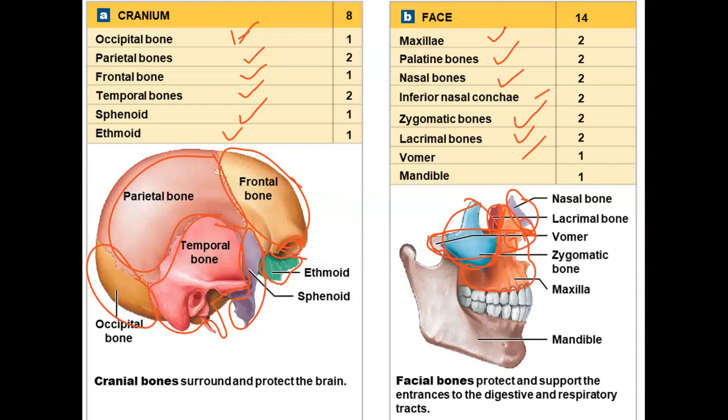And then you have the mandible, and there's one of those, which is basically all of this here in gray. That's going to make up your lower jaw. That is the only facial bone that is not attached but can move freely.